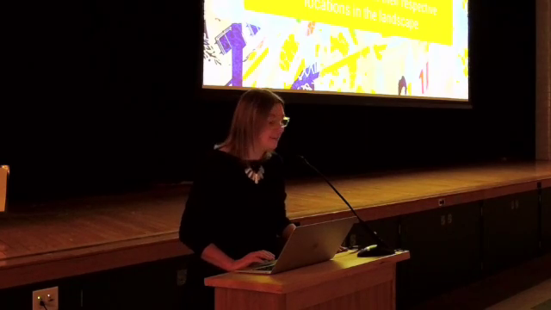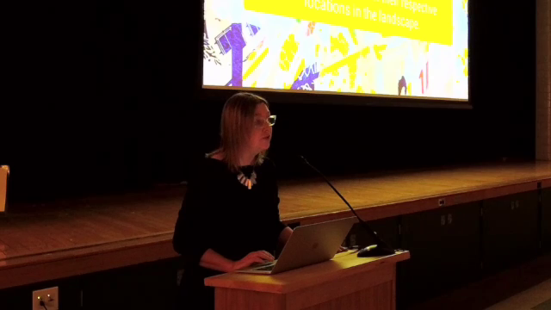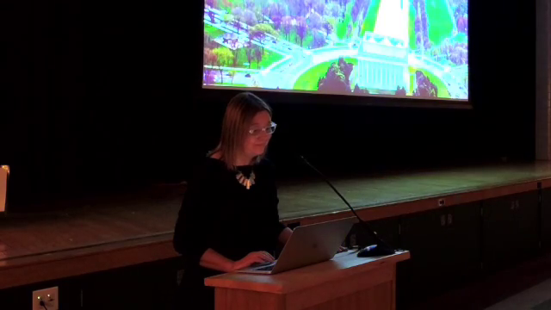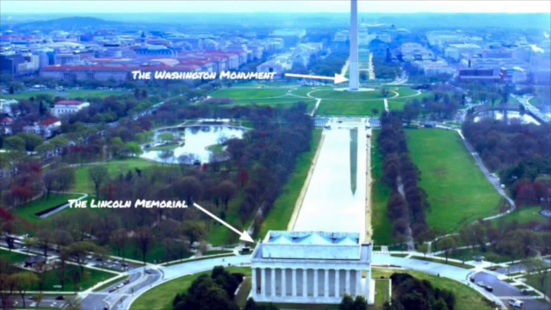I want to begin with the title. The word intervisible comes from urban planning. Intervisibility is when objects are mutually visible from their locations in the landscape. A good example of this is the National Mall in Washington, D.C. When you're at the Lincoln Memorial, you can see the Washington Monument and vice versa. And when you're on Capitol Hill, you can see both. These objects are mutually visible to one another, so they are intervisible. I'll come back to that idea later.